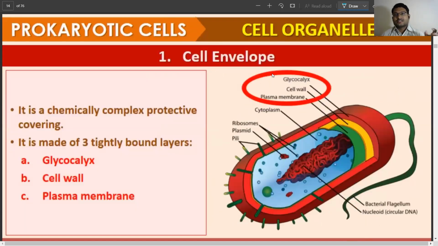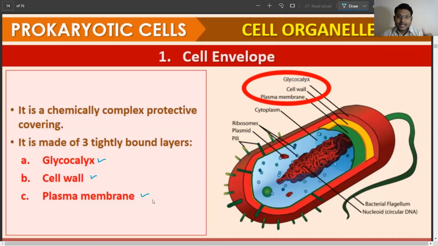So let's start from the outside, and that is the structure called the cell envelope. Now, this structure is unique to this group of organisms. Why? Because we do not see this cell envelope in other organisms. What is the cell envelope exactly? It is a chemically complex protective layer that is made up of mainly three different layers. One is called the glycocalyx, second is the cell wall, and third is the plasma membrane.